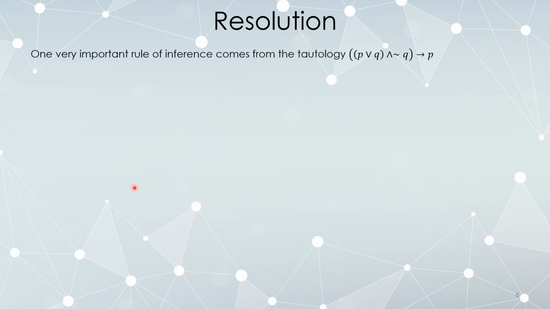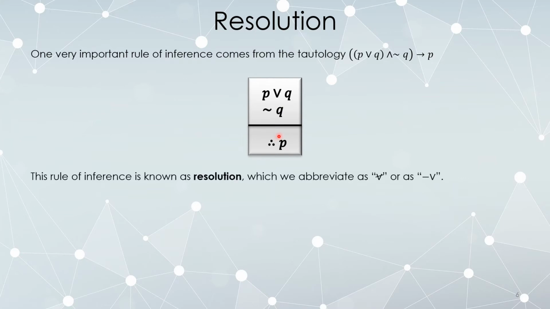Next up is resolution. This is a very important rule of inference that comes from the following tautology. You can prove this with a truth table. As a rule of inference, it looks like this: P or Q and not Q, therefore P. You can abbreviate this rule of inference as canceling out or removing an or sign, because from one of your givens that has an or, you end up with something that doesn't.